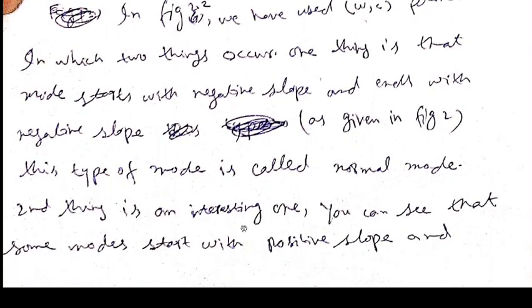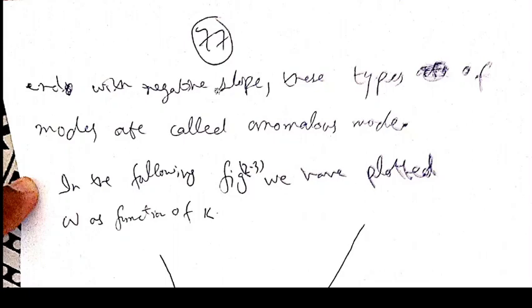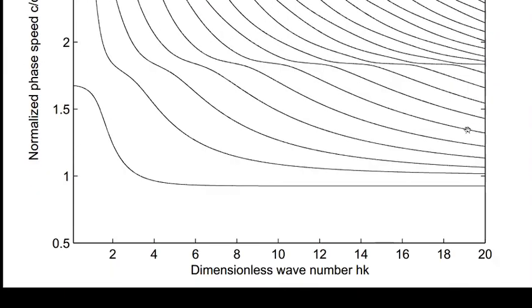Second thing is an interesting one. You can see that some modes start with positive slope and end with negative slope. These types of modes are called anomalous modes, that is, these types of modes have anomalous behavior. Now that's 2.2.